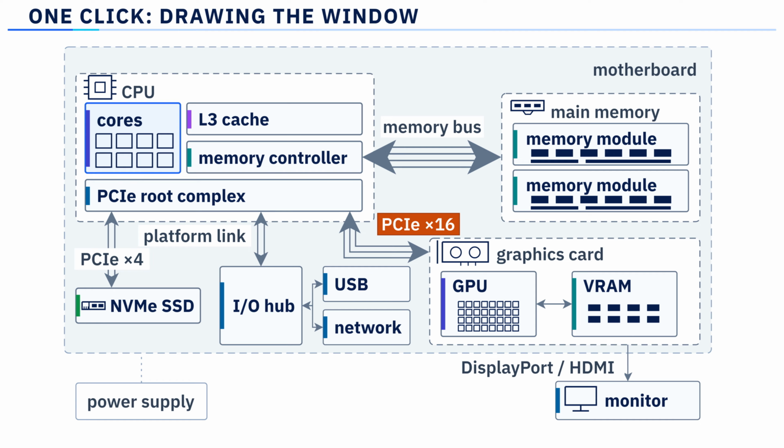Drawing the window is a different kind of work. The program calls a graphics library. A driver writes the drawing commands into memory, and the graphics card is told there is work waiting. The card fetches them itself, over 16 lanes. A CPU has only so many lanes to give. A stream of frames is far more data than one file read, so the card gets 16 and the drive gets 4.